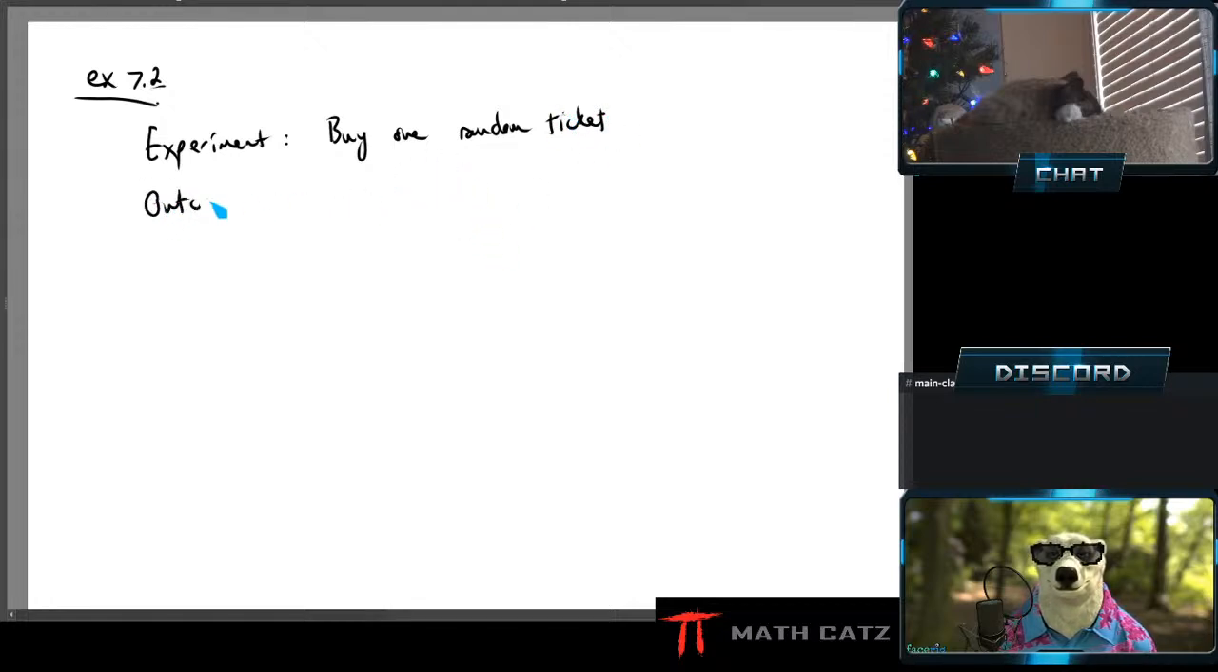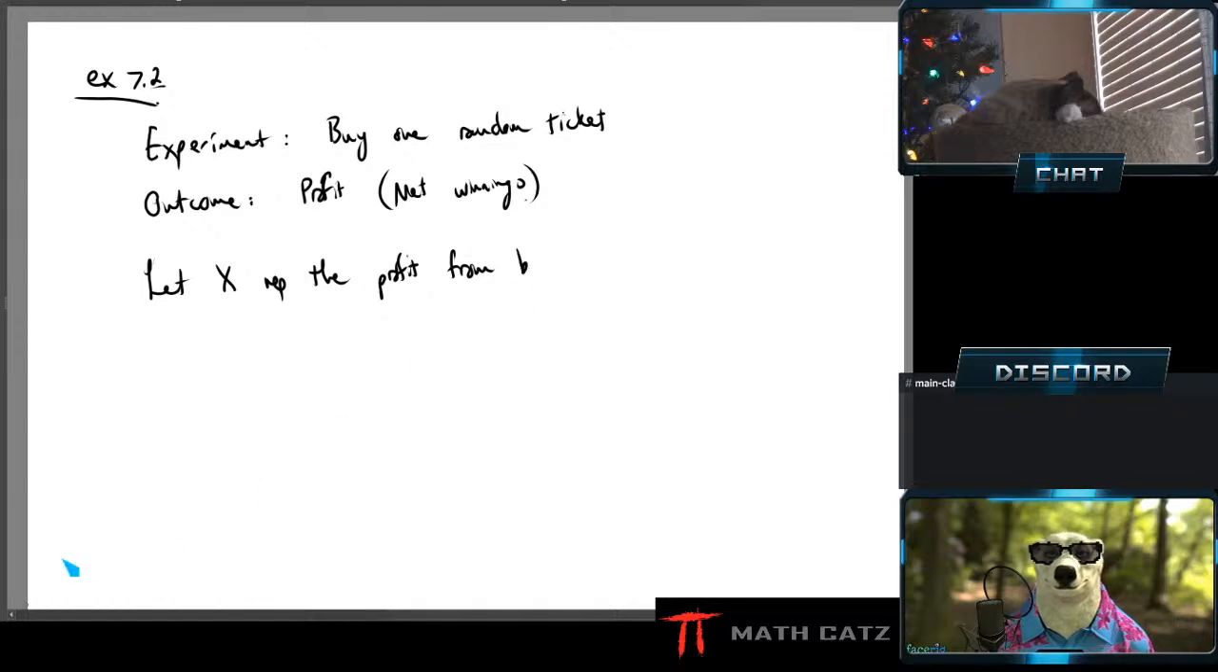What is an outcome? An outcome is my profit, or what they call the net winnings, from buying one ticket. So now I say let X represent the profit from buying one random ticket. See how the random variable is the experiment outcome combination.